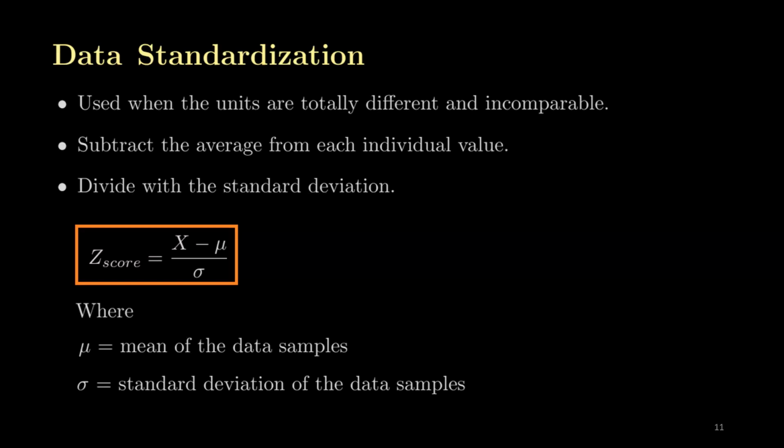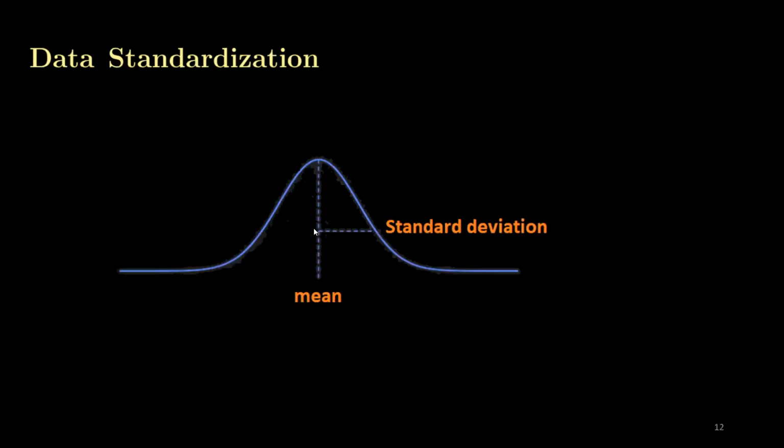So what are the important steps in data standardization? The first step is that we have to calculate the mean of the data. So this is the important equation of data standardization. We have to calculate the mean of the data, then we have to calculate the standard deviation of the data. Then we will subtract the mean from each sample of the data, and then we will divide this difference by the standard deviation. So these are the important steps of data standardization.